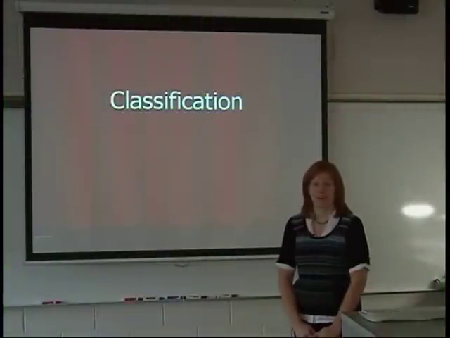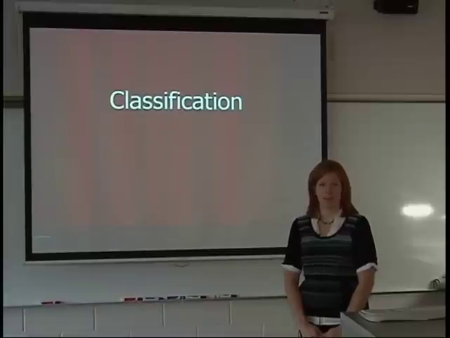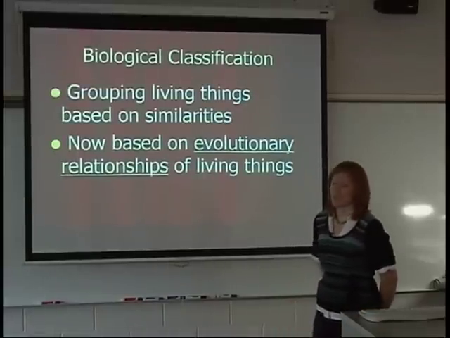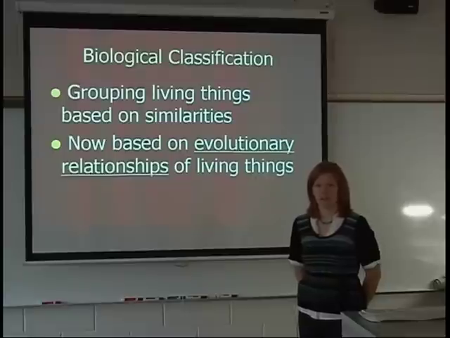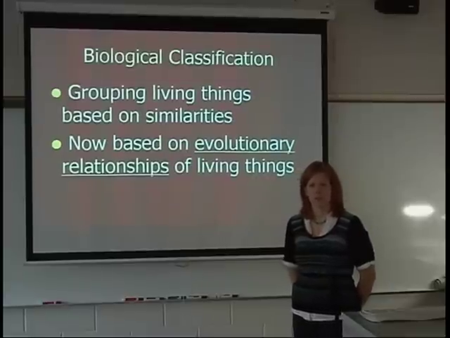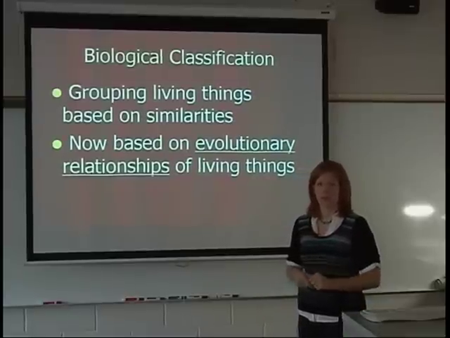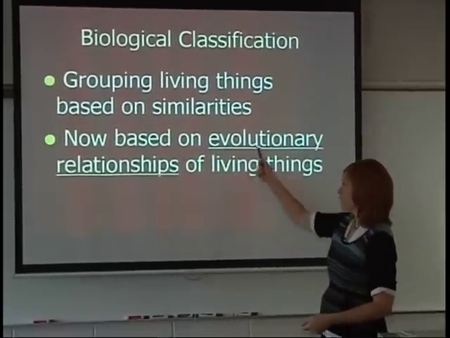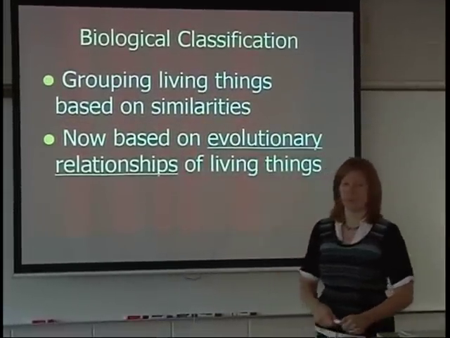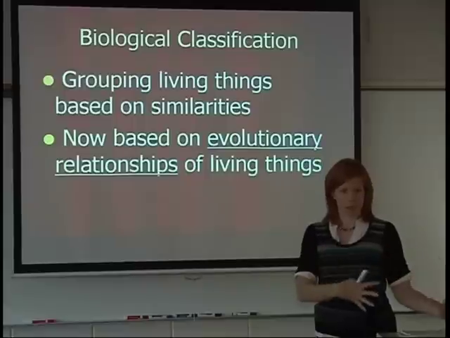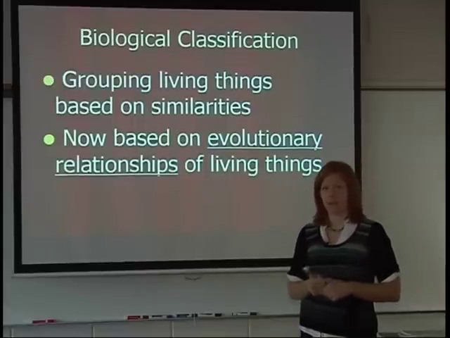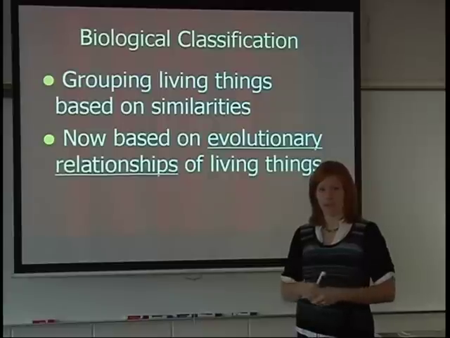Today we're going to be talking about classification and how it relates to biology. Biological classification, really what they do is they take all living things on the entire planet and they're trying to group them into certain categories based on their similarities. The modern way that things are classified is based on their evolutionary relationships, like how, as time has changed, how closely related they are. And a lot of times they will look at an organism's DNA and analyze that to figure out how closely related the organisms are.